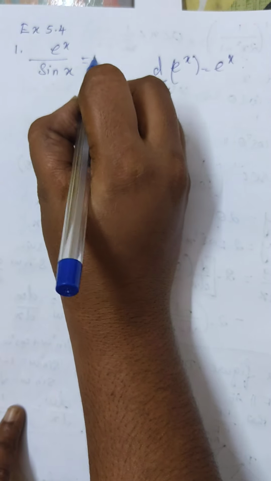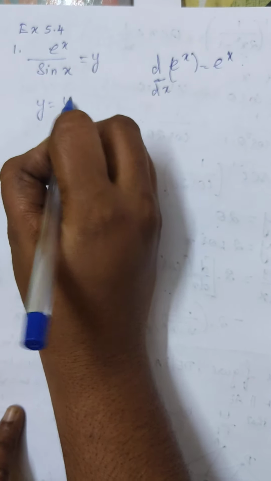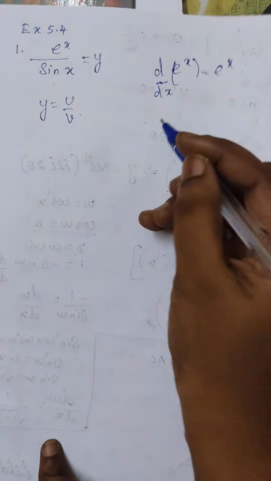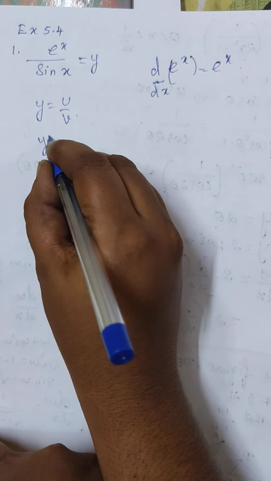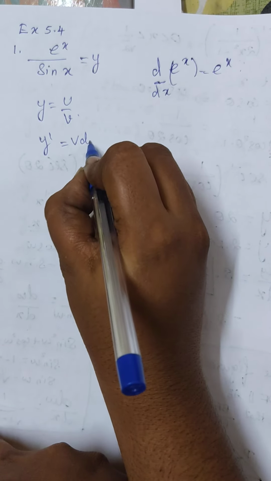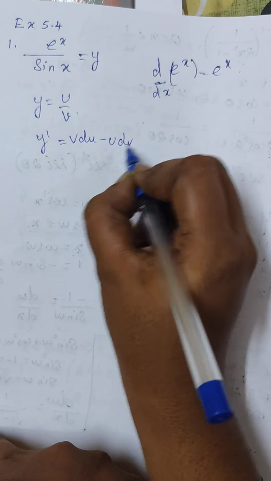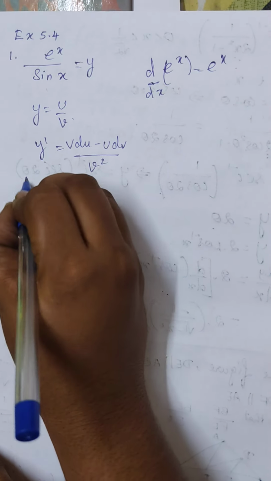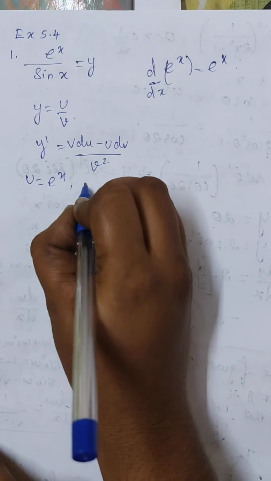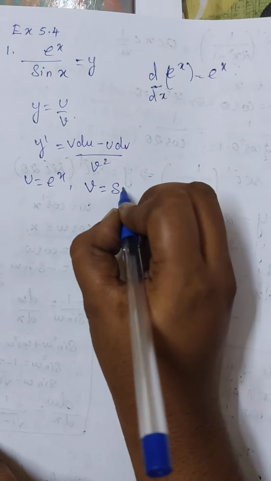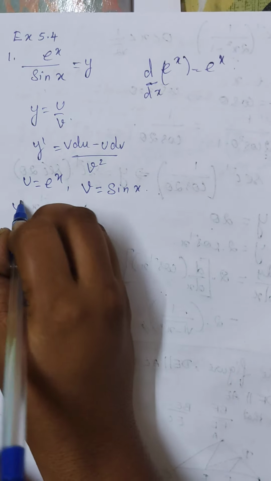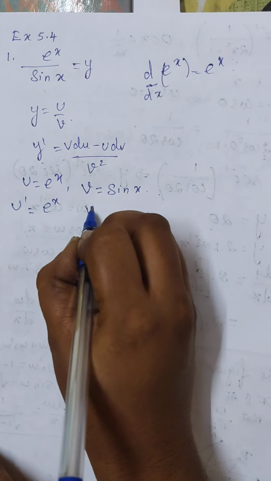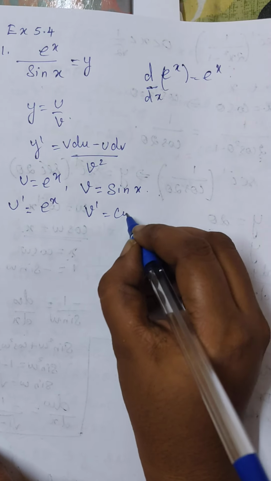Let us take the given function as y. So y is in u by v form, so we have to apply the quotient rule. In the quotient rule, the derivative of y will be v du minus u dv by v square. Here in the given problem, in place of u we have e power x, and in place of v we have sin x. The derivative of u with respect to x will be e power x, and the derivative of v with respect to x will be cos x.